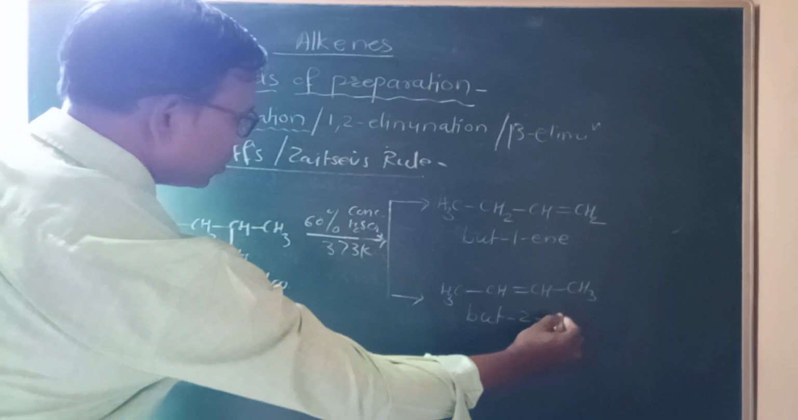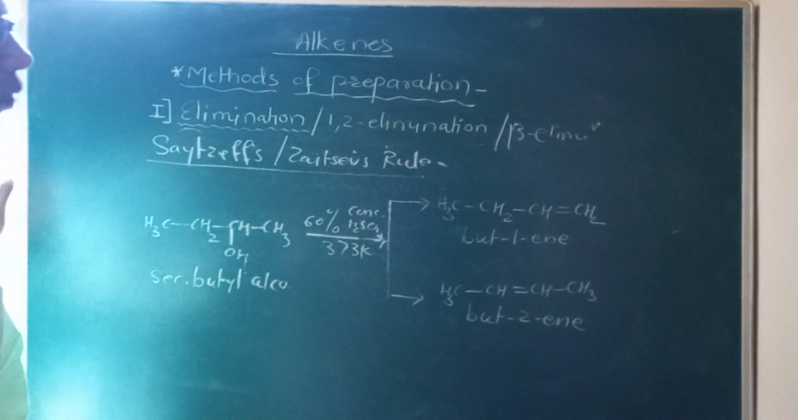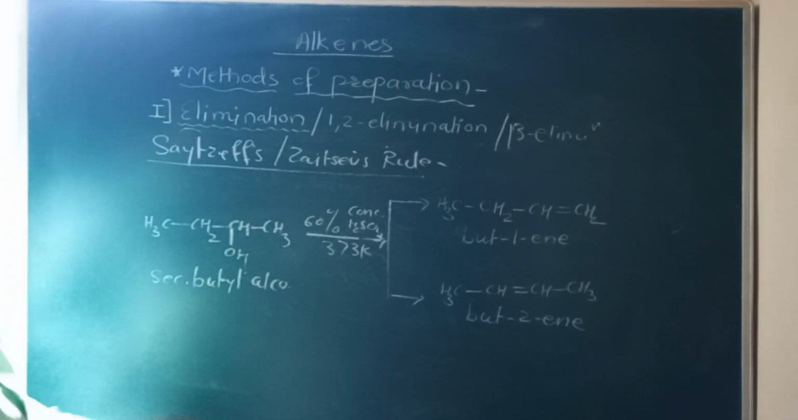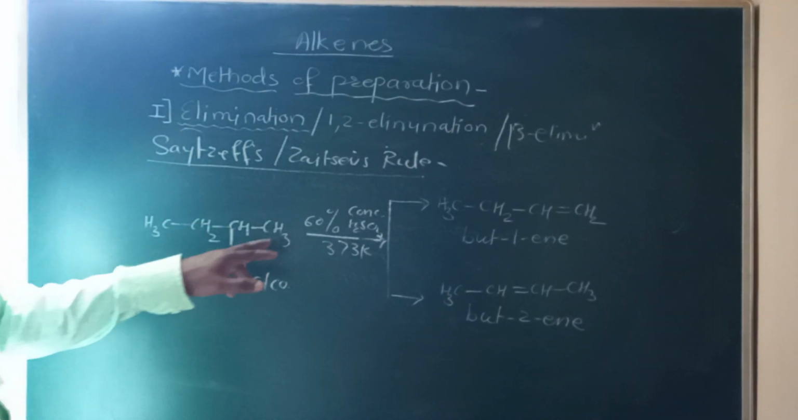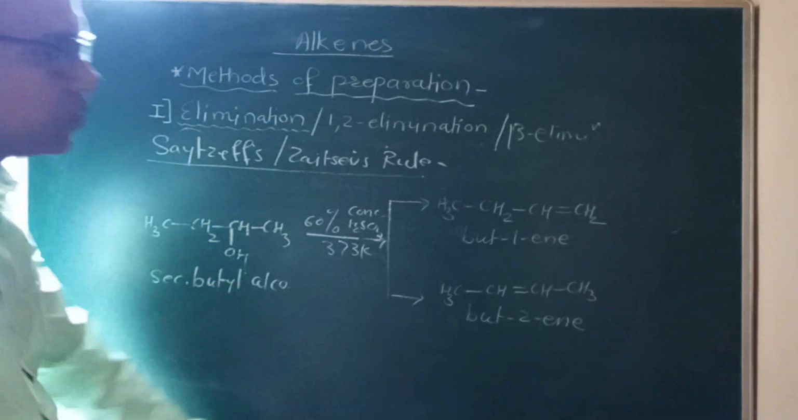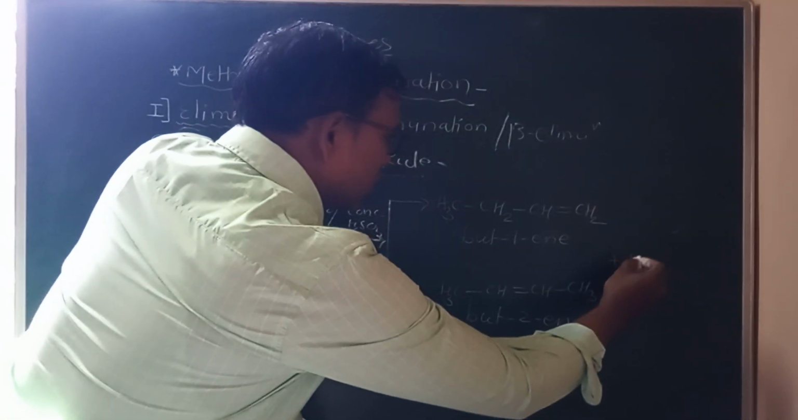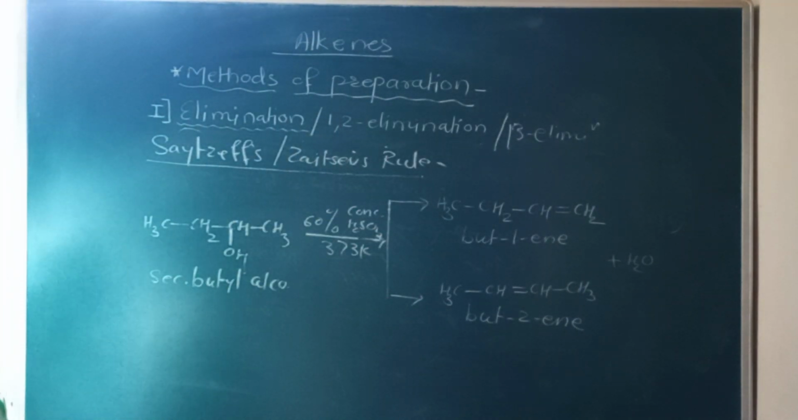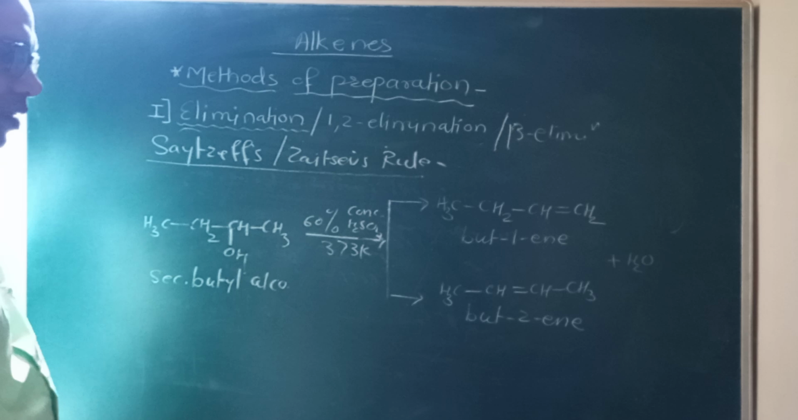Means but-1-ene and but-2-ene are the dehydration products of what? This secondary butyl alcohol, along with loss of what? H and OH, so plus a water molecule, one water molecule gets lost. ये जो रिएक्शन है ना, यहाँ पे दो प्रोडक्ट्स पॉसिबल है, दो अल्कीन. सो ये रिएक्शन आप अनबैलेंस फॉर्म में भी लिख सकते हैं.